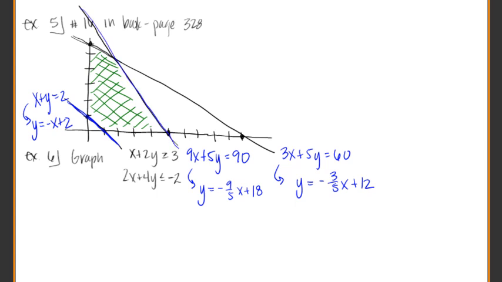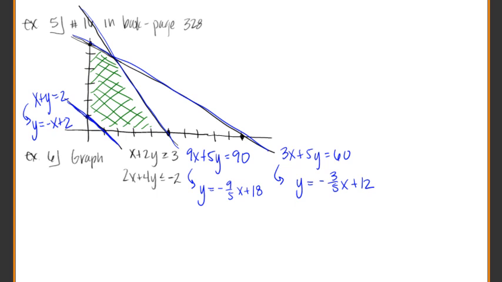It was 9x plus 5y equals 90. So when I solved it for y, it became y equals negative 9/5 x plus 18. And last but not least, this other one that cuts way down through here, rewriting that line, I got y equals negative 3/5 x plus 12. Okay. So now we have all three of those, and we can start really analyzing the shading.